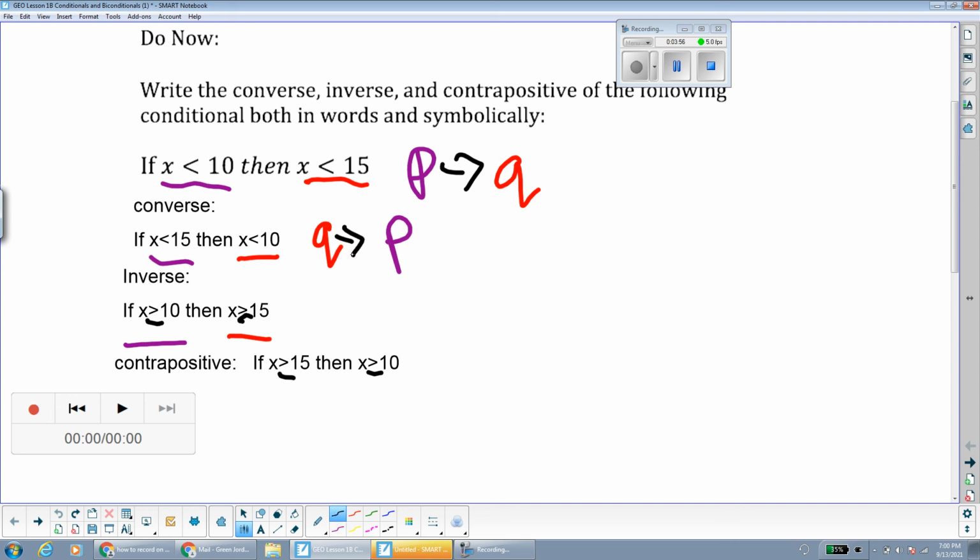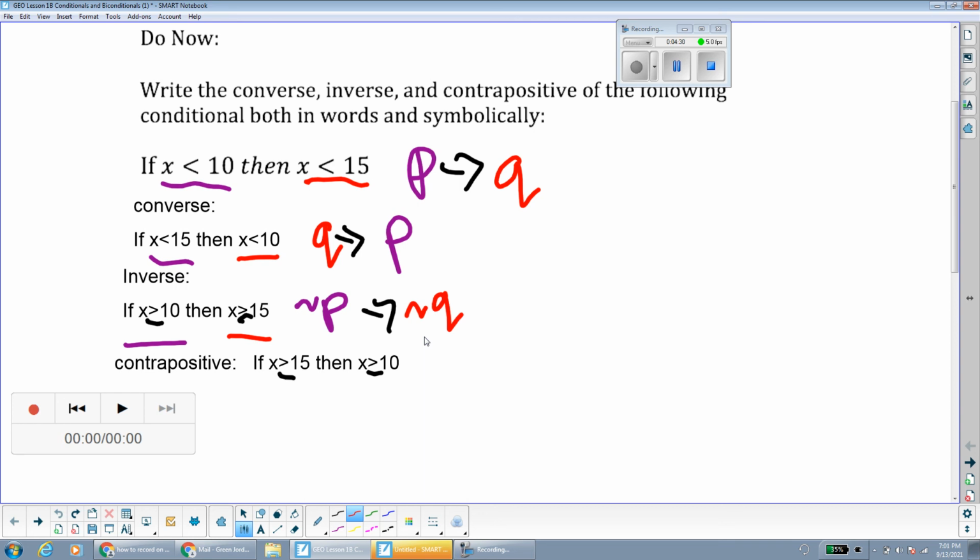For the inverse, the premise and conclusion don't switch spots from the original. Each part just gets negated. So we can symbolically represent that as if not P, then not Q. That little squiggly symbol that I wrote down means negation. It means not. If not P, then not Q. It means we negate the premise and conclusion.